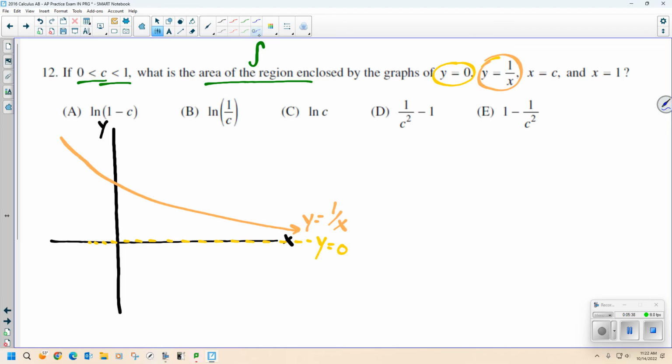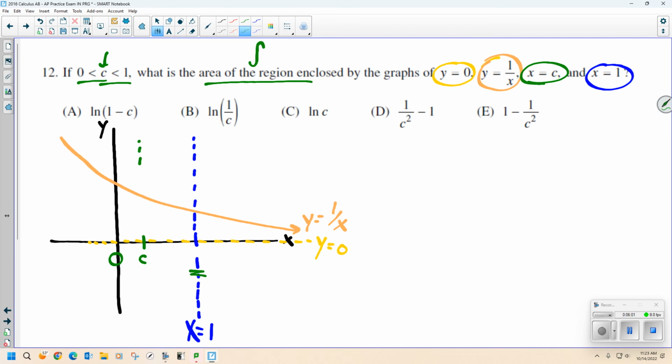Now x equals 1. Let's say 1 is right here. That's x equals 1. Now, for c, I know one thing. c is between 0 and 1. If 0 is right here and 1 is right here, c can be some point in between, right there.